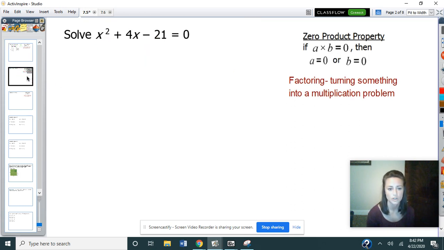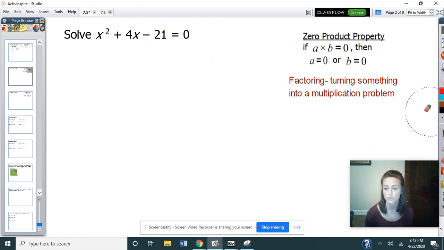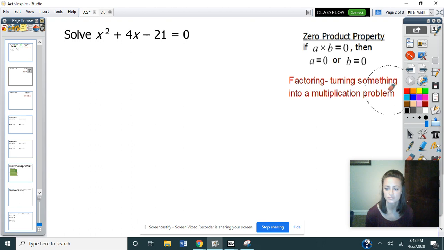So now we're going to solve this one. The whole thing equals 0. We can't say he must equal 0, he must equal 0, and he must equal 0, because the signs in between are adding and subtracting, and they're supposed to be multiplication. So how do you turn something into a multiplication problem? You factor. So we're going to factor this.